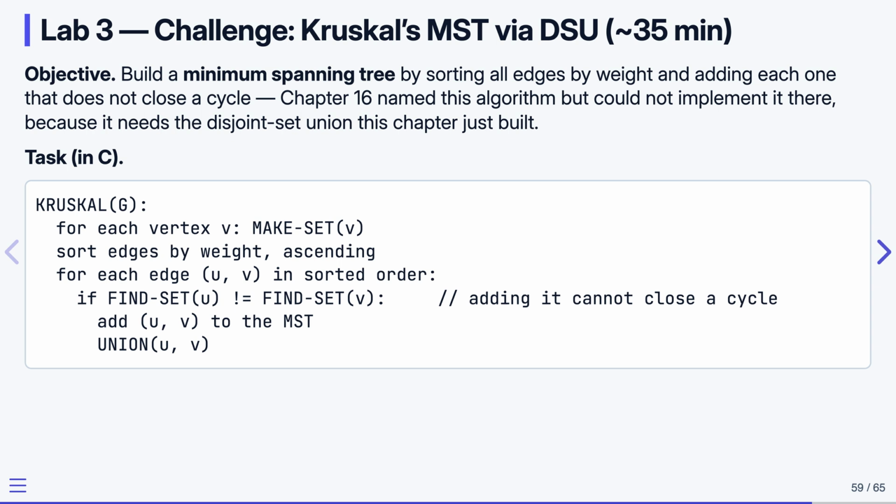First, make a set for every vertex. Then sort the edges by weight from smallest to largest. Then walk the edges in order. For each edge u, v, if find set of u is not equal to find set of v, adding it cannot close a cycle, so take the edge and union the two ends. Stop once you have taken n-1 edges.